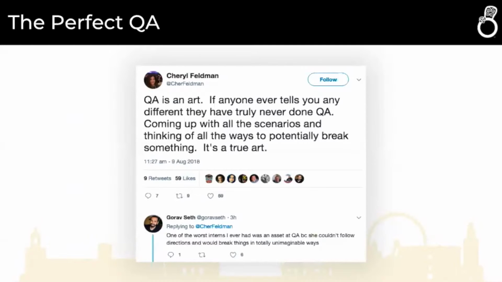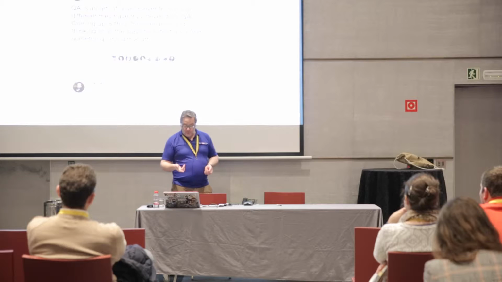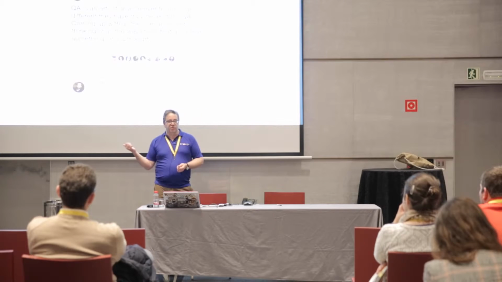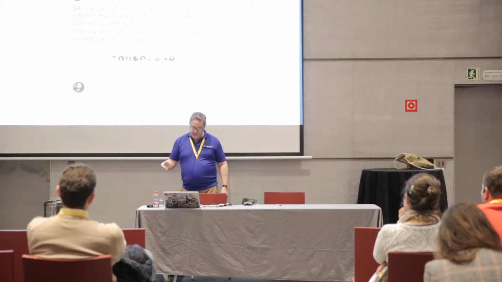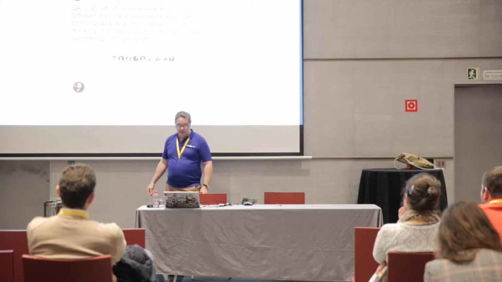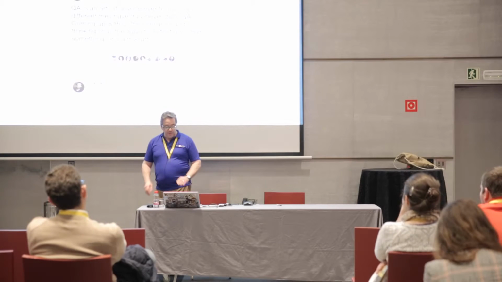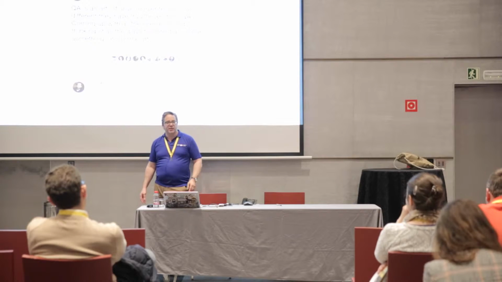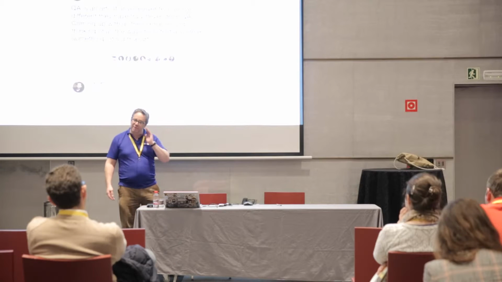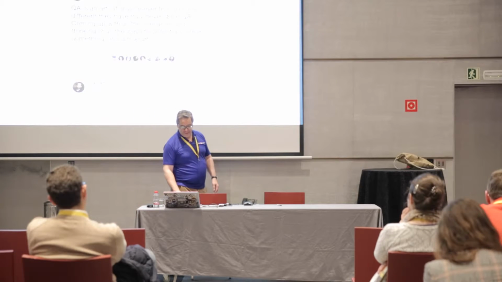I said to someone earlier, I don't get angry when QA people find bugs. I get angry with my developers for writing them, okay? And developers don't like fixing bugs, so don't write them. And Gaurav was actually at our session at Dreamforce where we did something similar to this, and he stood up at the end and said, hey, that's me. I was at the bottom of that. So he said one of the worst interns he ever had was an asset at QA because she couldn't follow directions and would break things in totally unimaginable ways. That's a user, isn't it? That's exactly what users do. If they can break it and find a way not to use what you've written, they will.